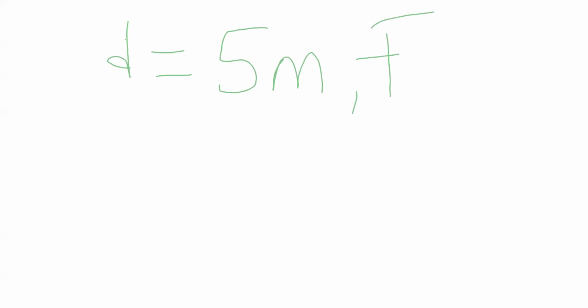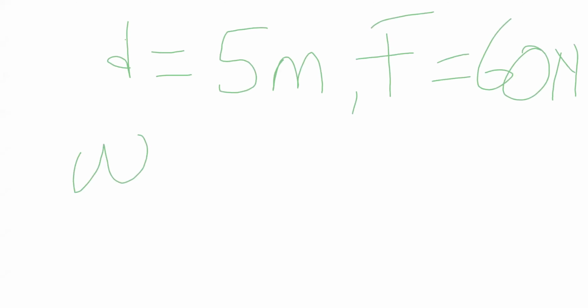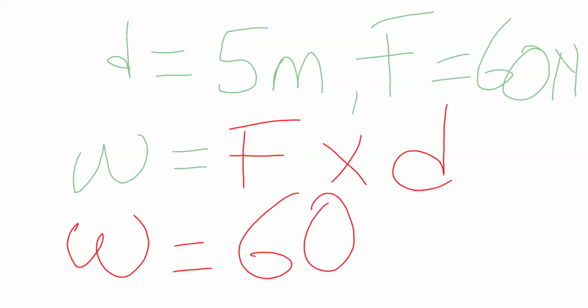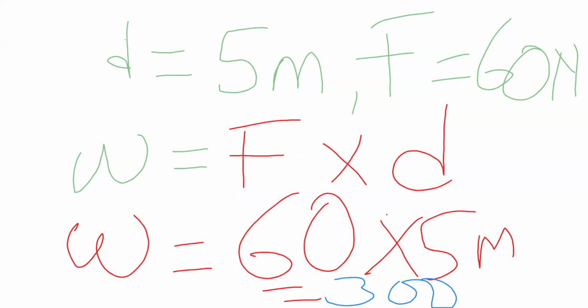Now they have given us distance D as 5 meters, and they have given us a force F as 60 newtons. So they are asking us for what is the work done. Remember, from definition, we said that work done is the product of force and distance moved in the direction of force. That means that our work is going to be equal to the 60 newtons times the 5 meters, and our work will be 300 joules.